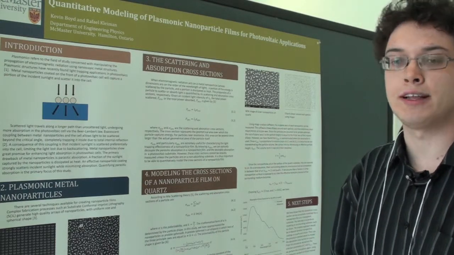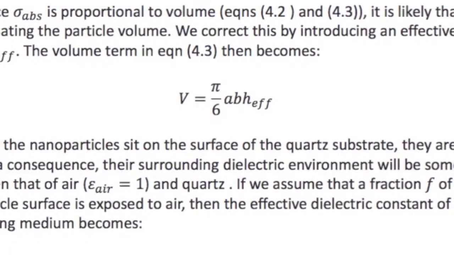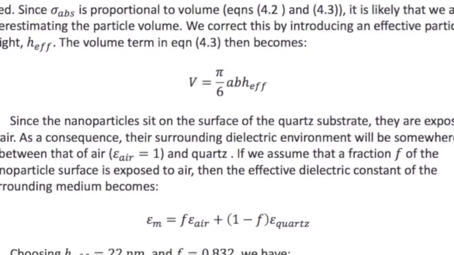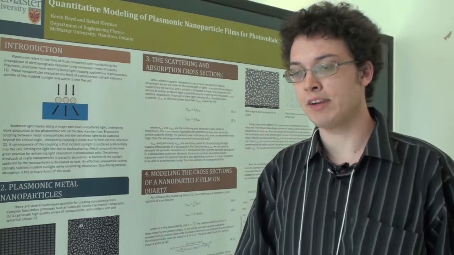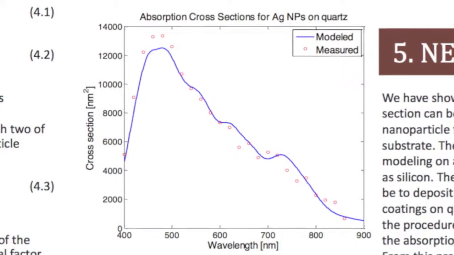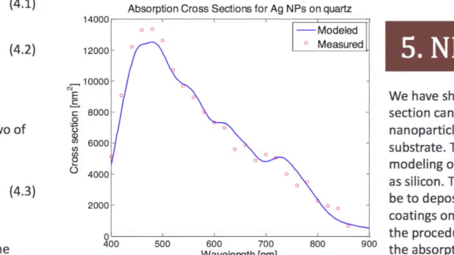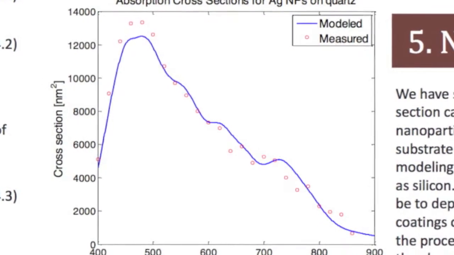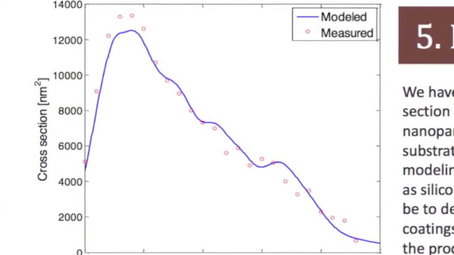Since we don't know particle heights, I have used an effective height constant, which essentially says that all particles are at this effective height right here. And then running the model through, we can predict what the absorption cross-section will be. You can see here the solid line is the absorption cross-section, and these circles here are the absorption cross-section that I have measured experimentally. And you can see that there is good agreement between the model and the experiment.